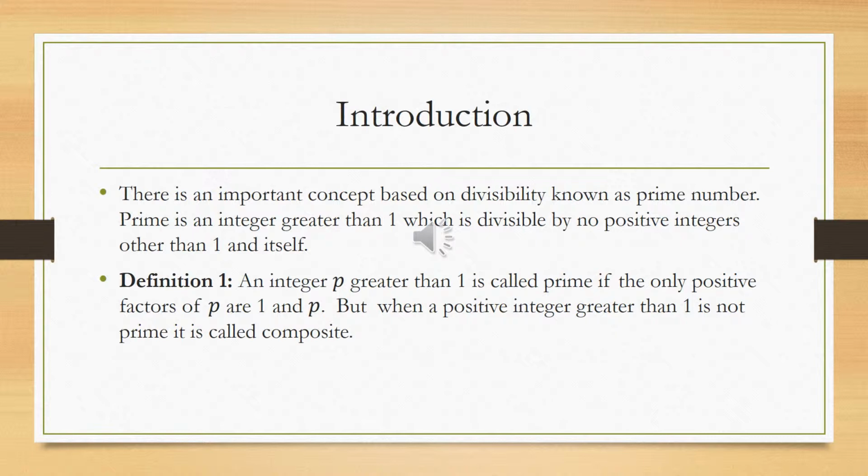Prime is an integer greater than 1, which is divisible by no positive integer other than 1 and itself. Definition. An integer p greater than 1 is called prime if the only positive factors of p are 1 and p. But when a positive integer greater than 1 is not prime, it is called composite.